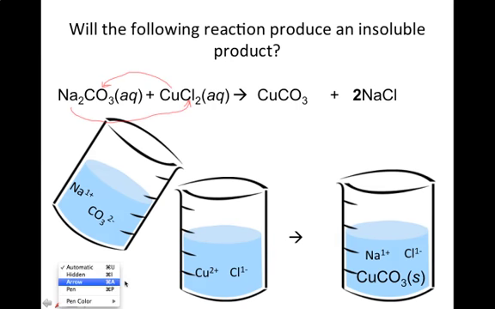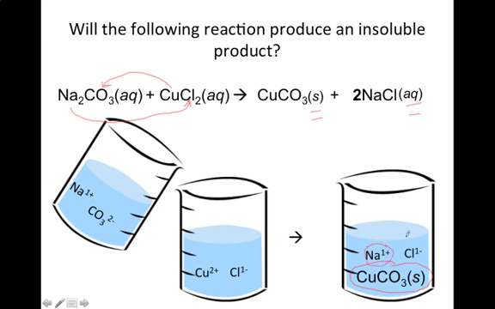Now you have to know your solubility rules or you'll never know whether a reaction is going to occur. Carbonates are usually insoluble except for some exceptions. So copper carbonate solid forms, and so we get copper carbonate solid and sodium chloride aqueous. Who are the spectators here?